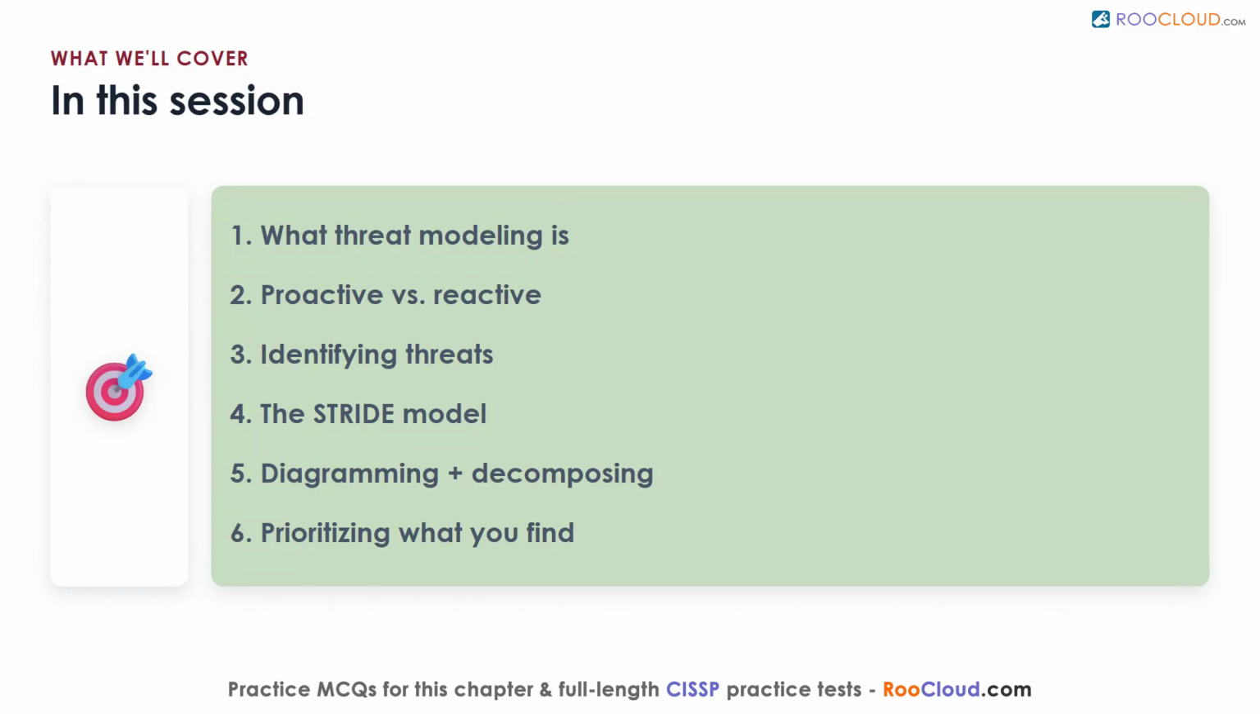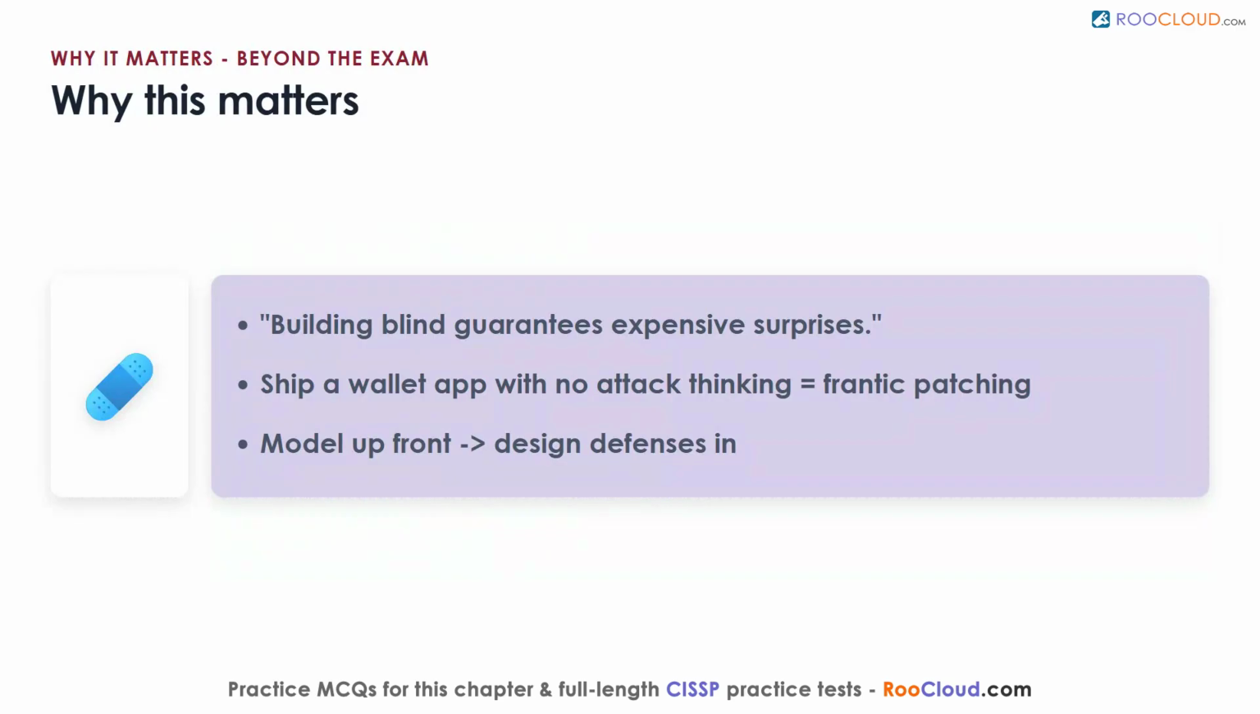We'll answer several questions. What is threat modeling? When do you do it? Proactively or reactively? How do you identify threats? How does the STRIDE model categorize them? How do you diagram and decompose a system? And how do you prioritize what you find? Why does this matter beyond the exam?